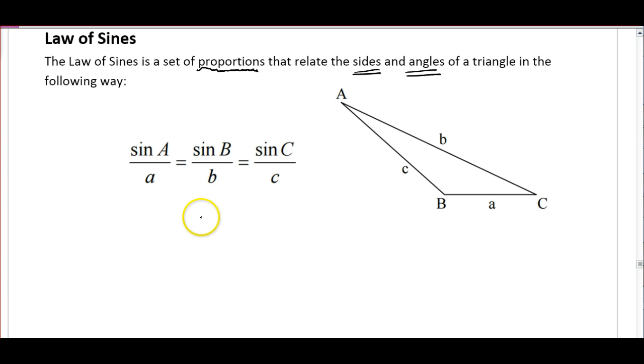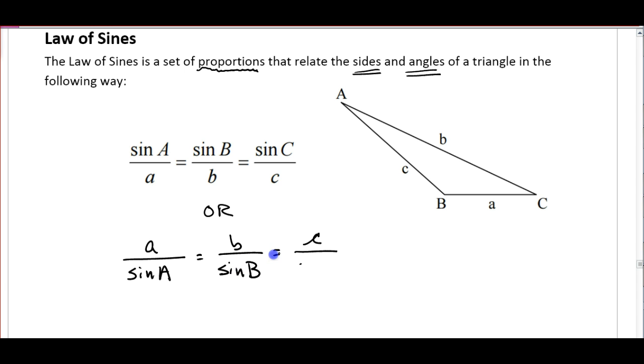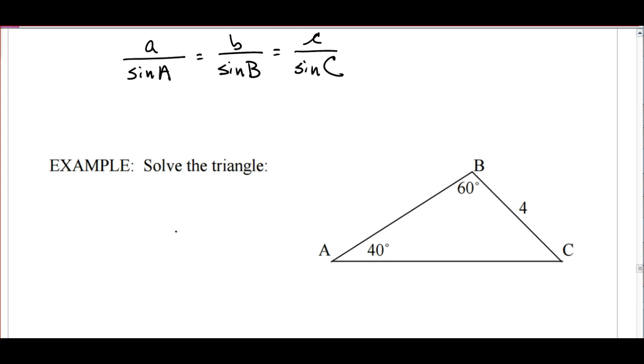Now sometimes I'll flip these over, and these also hold, so I could have a over the sine of A is equal to b over the sine of angle B, which is equal to c over the sine of angle C. So I'm going to use the one that has what I'm trying to find in the numerator. If I'm looking for an angle, I'm going to put the sines in the top. If I'm looking for a side, I'm going to put the sides in the top. So let's go ahead and take a look at an example.